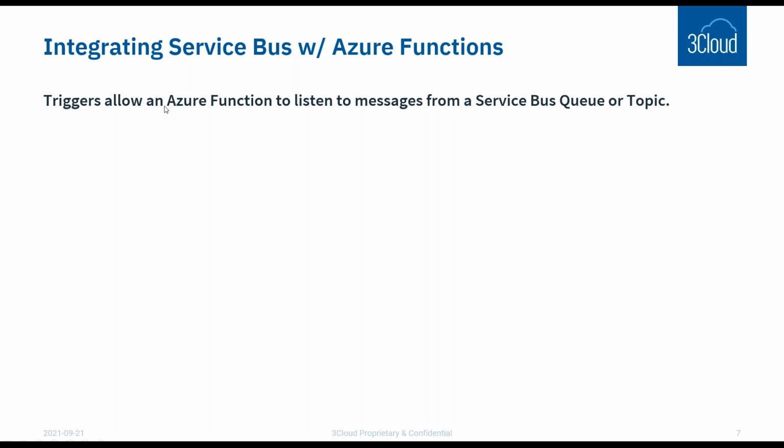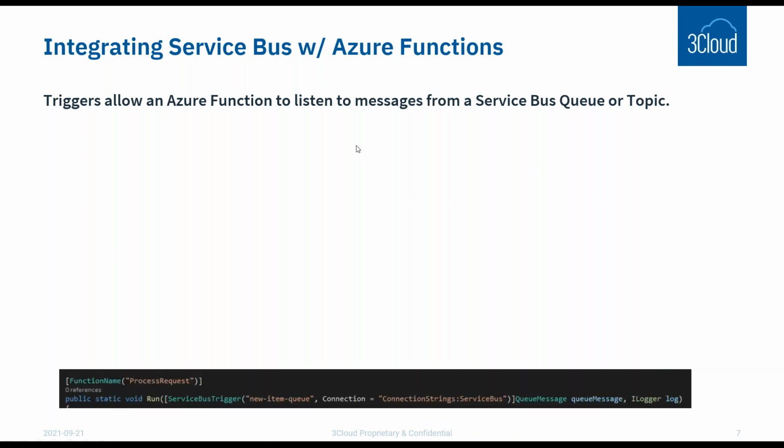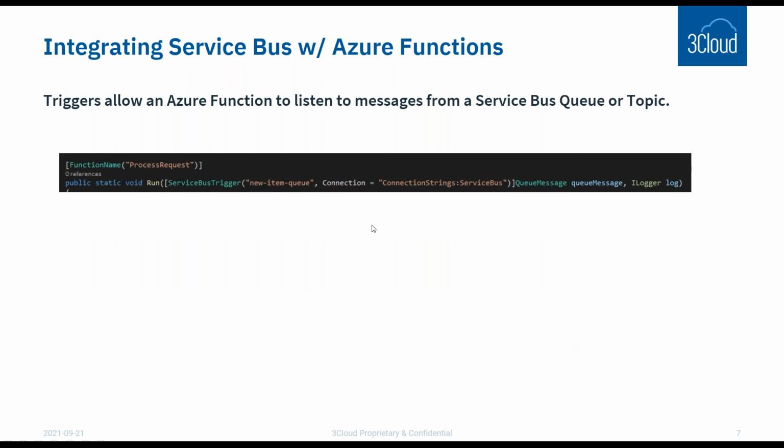So triggers allow the Azure function to actually listen to messages. This is what allows you to say, okay, I've got a message in my Service Bus queue, now I want to read it in. The first example here is very simple. We have our Service Bus trigger attribute on this property of the incoming queue message. The first parameter is just the queue name. Then you specify your connection string, which is the name of your connection string in your application settings.